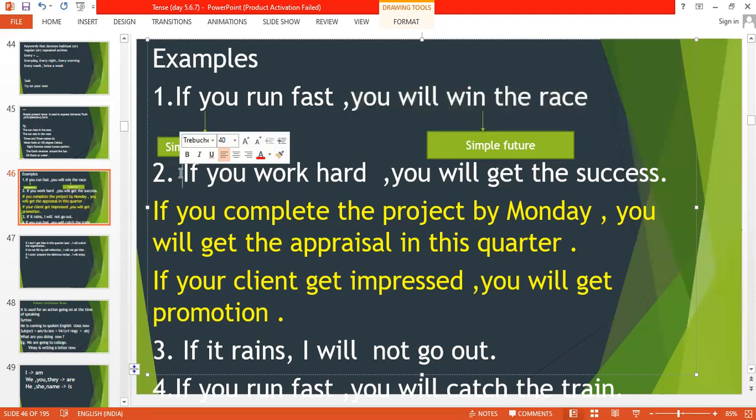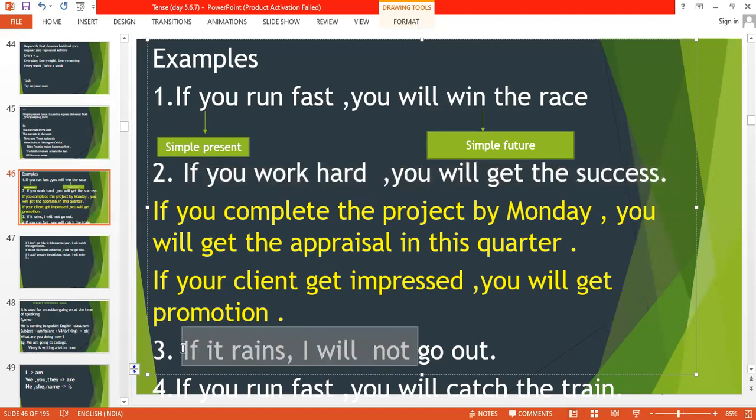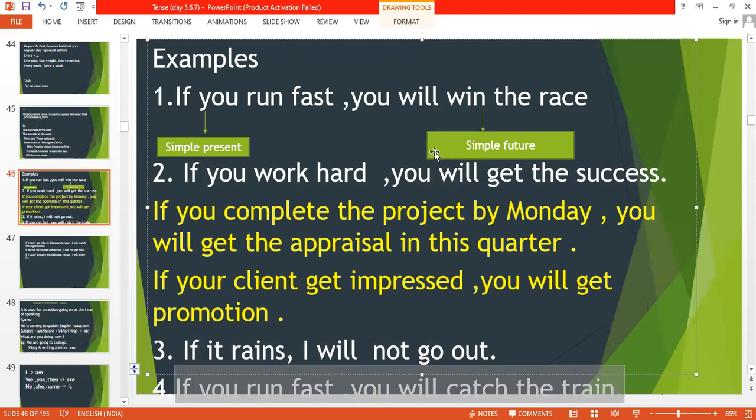In the same way, if you work hard, you will get the success. So if you do something in present, you will get the result in future. If you complete the project by Monday, you will get the appraisal in this quarter. So if you do this, then you will get this. If your client gets impressed in case of IT, you will get promotion. And in case of nature, it goes like, if it rains, I will not go out. Or if you run fast, you will catch the train. So there are many more examples that you can do.